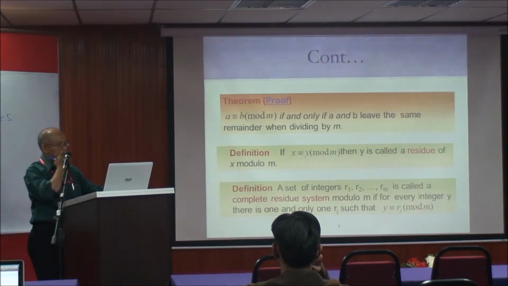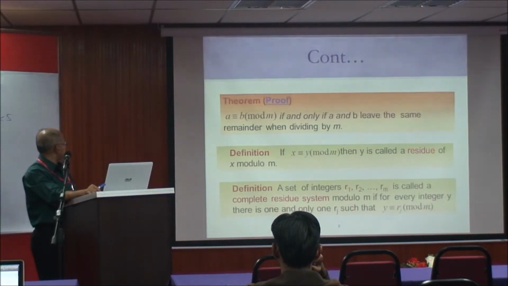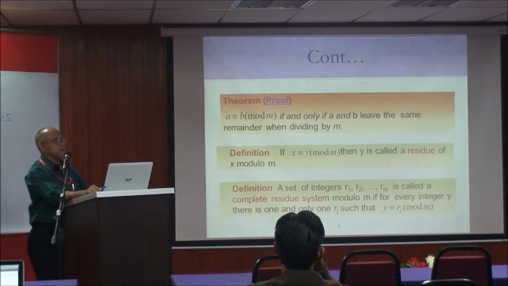Okay, so we have a set of integers whose number is m, and this set of numbers is called a complete residue system modulo m if for every integer y there is one and only one j such that y is congruent to rj mod m. So basically it refers to the definition that we have given, which is the least residue, right? Meaning that any given integer would be congruent to at least one integer in the set of 0 until m minus 1.